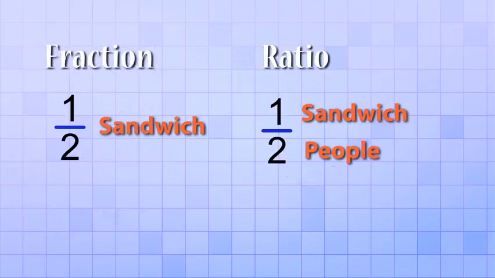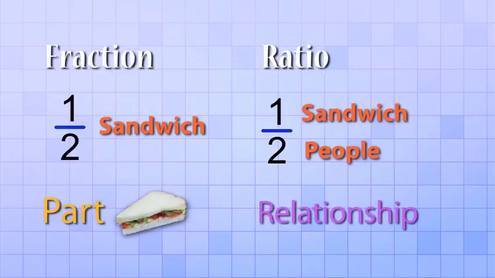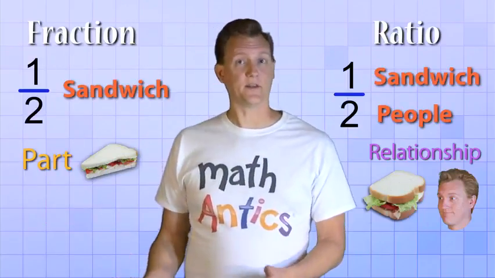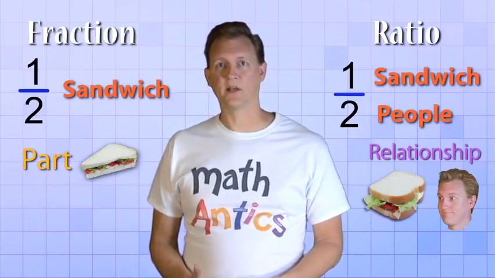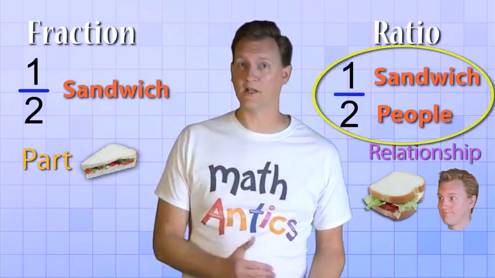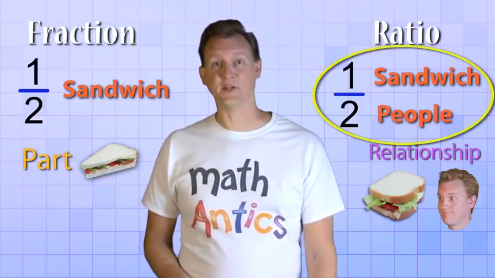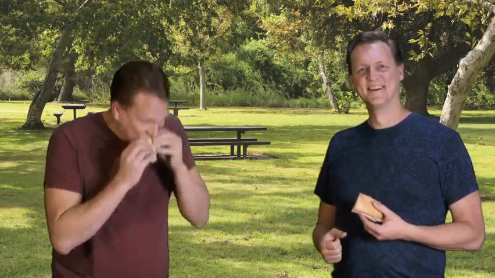The fraction shows a part of something, but the ratio shows a relationship or a comparison between 2 different things. And you can see that they're the same thing mathematically, because if you did have the ratio of 1 sandwich per every 2 people on a picnic, guess how much of a sandwich each person would get? Yep, half a sandwich.